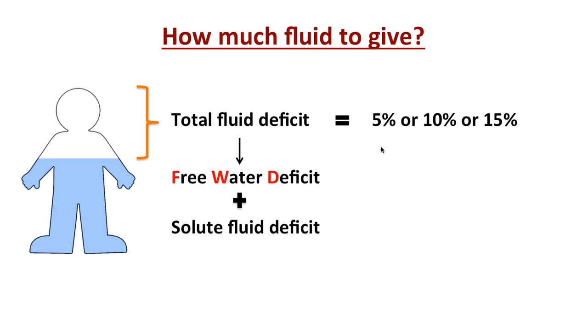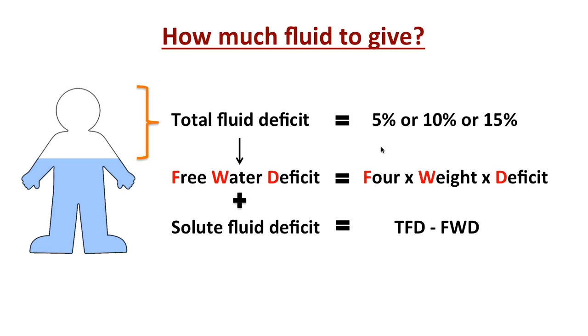So free water deficit: don't remember any formula. The first three letters of these three words itself tells you the formula. So free water deficit is nothing but the product of 4 multiplied by weight multiplied by deficit. By deficit here we mean the amount of sodium you want to correct, right? So it is the actual sodium minus the desired sodium.